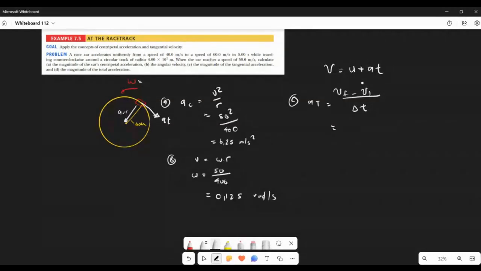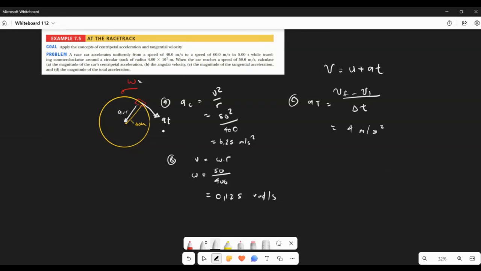So what is the tangential acceleration now? You should get 4 meters per second squared. So that's why they gave that acceleration part.